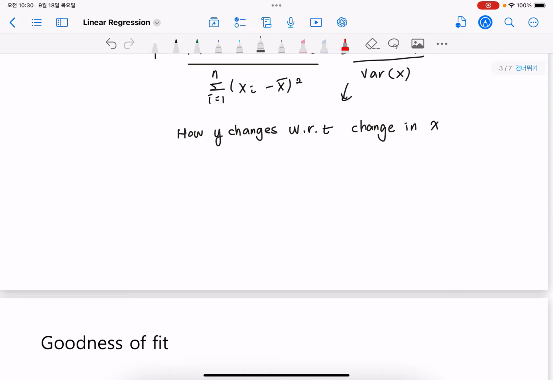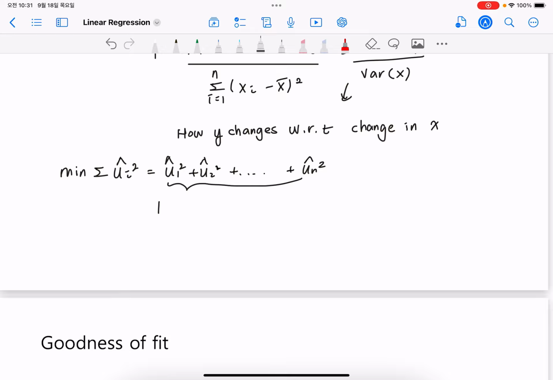But there is a limitation of the regression, which is, let me bring back this sum of square residual formula. If we spread this, it is nothing more than u1 hat plus u2 hat, all the way to un squared, right? So what does this basically mean? It's putting the equal weight to every u.